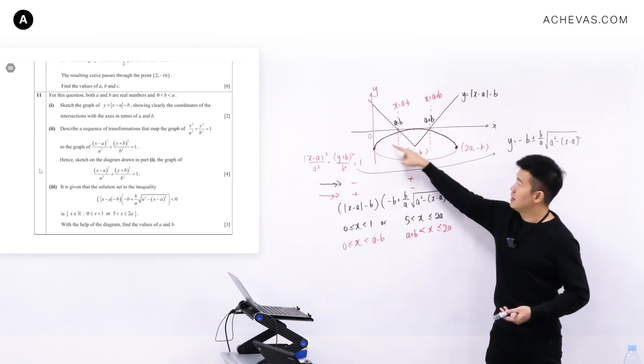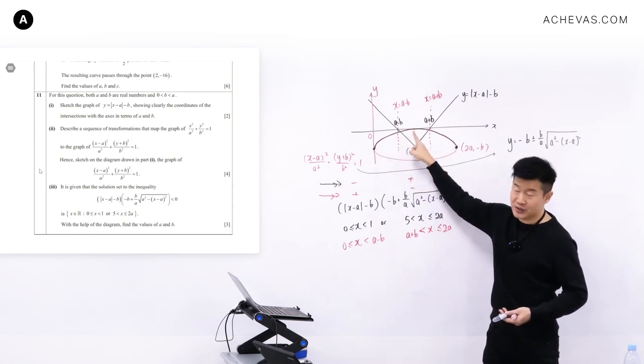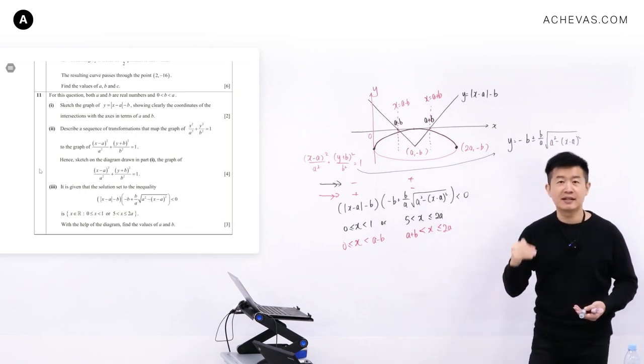Because the y coordinate is always less than zero. Here is equal to zero. Then after that, it is less than zero. It is less than or equal to zero.